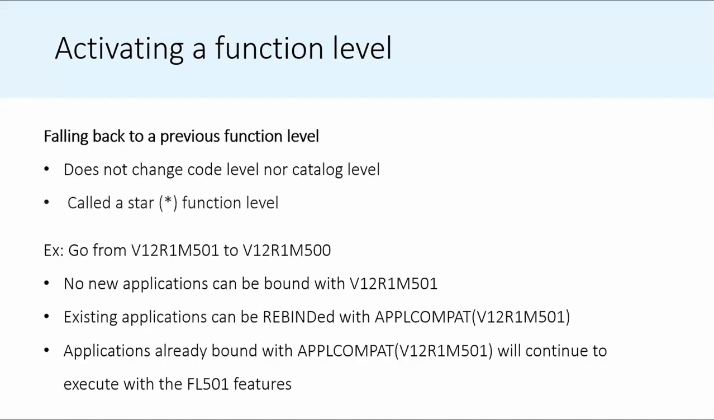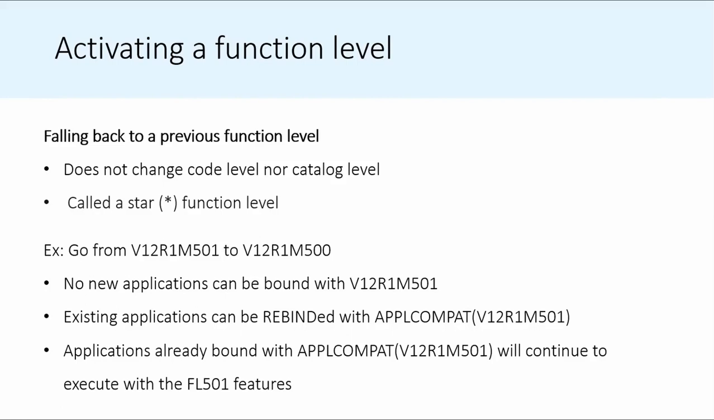And now, activating a function level. Once you've activated a function level, you generally have the capability to fall back to a previous function level without having to change the code level or the catalog level. And when you do this, this is called a star function level.